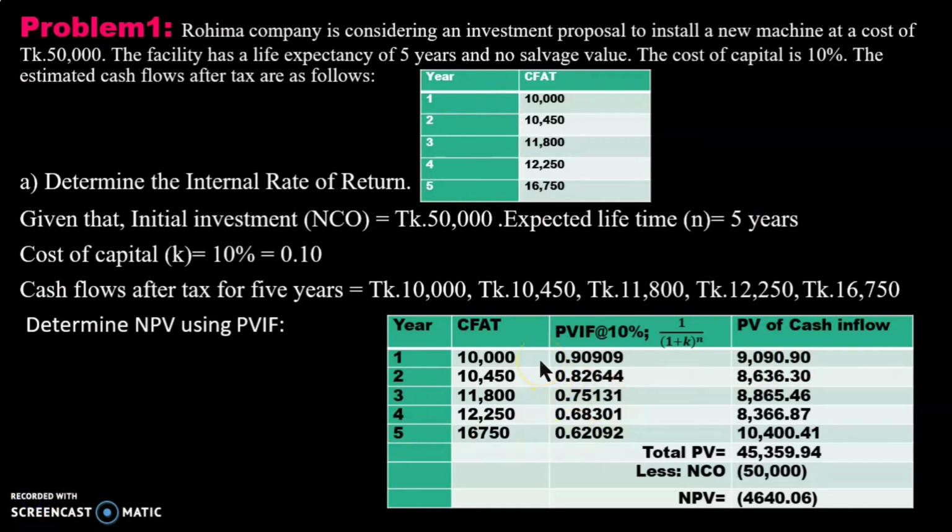Dear students, look at the table of PV factor. For the first year we get this value using this formula: 1 divided by 1 plus K, meaning 0.10, power 1 for the first year, power 2 for the second year, power 3 for the third year, power 4 for the fourth year, and power 5 for the fifth year. Now we multiply 10,000 by 0.90909, then we get the value 9,090.90. And for the second year, 10,450 times 0.82644, then we get the value 8,636.30.